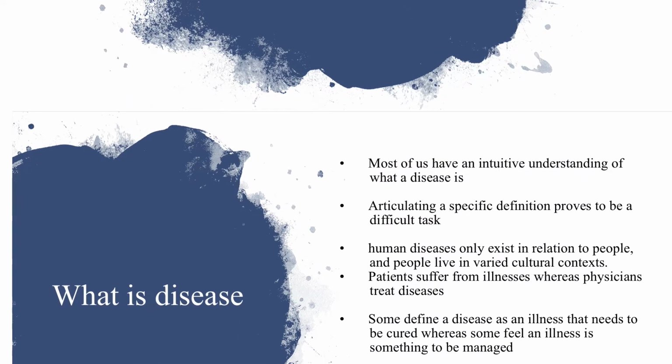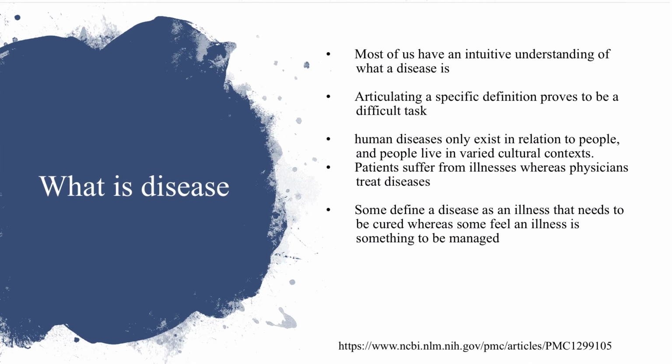Articulating a precise definition of disease has proven to be very difficult in the medical community. As we can see in this slide, human diseases only exist in relationship to people and where they live in various cultural contexts. We refer to illness as something that people experience, like the flu, like a cold, whereas physicians treat the disease in the human being and vets in the animals. So if you go to the doctor because you're complaining of flu symptoms, they're going to give you medicines to treat the symptoms. Or if you have a bacterial infection, they will give you antibiotics to treat that particular infection.